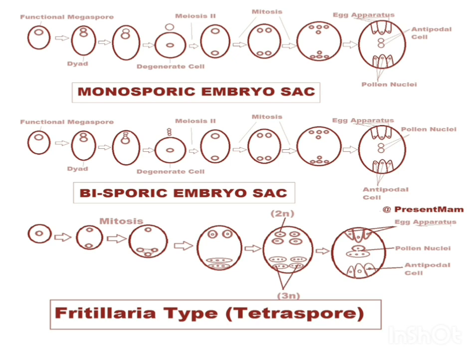So I think I should end this lecture video here. In my next video, I will discuss the types of monosporic, bisporic and tetrasporic embryo sac development, and that will be the part 2 video of this female gametophyte and its development video.